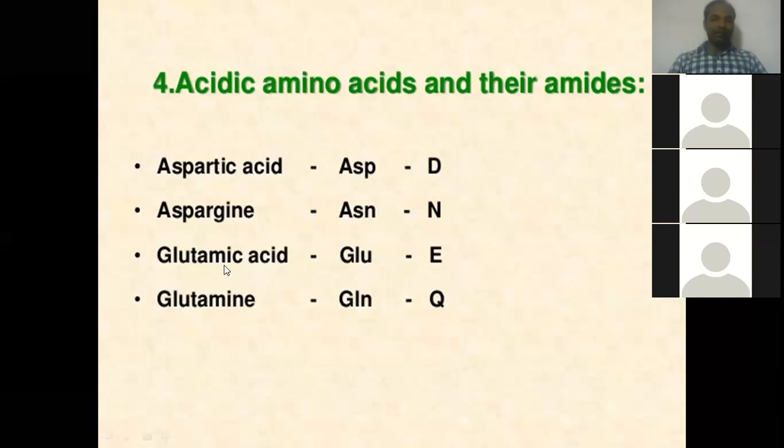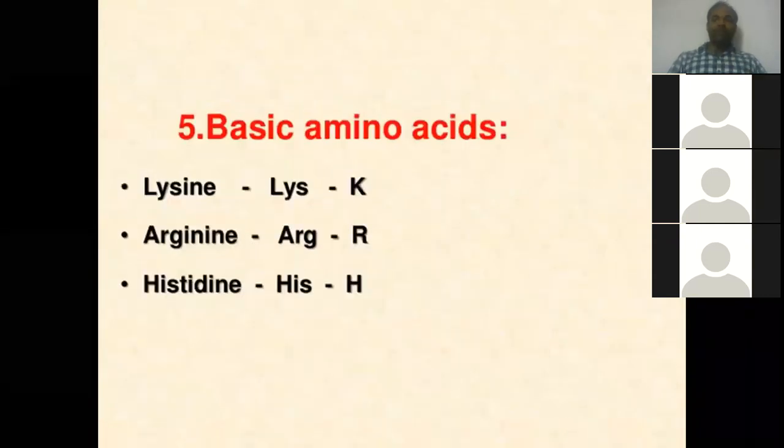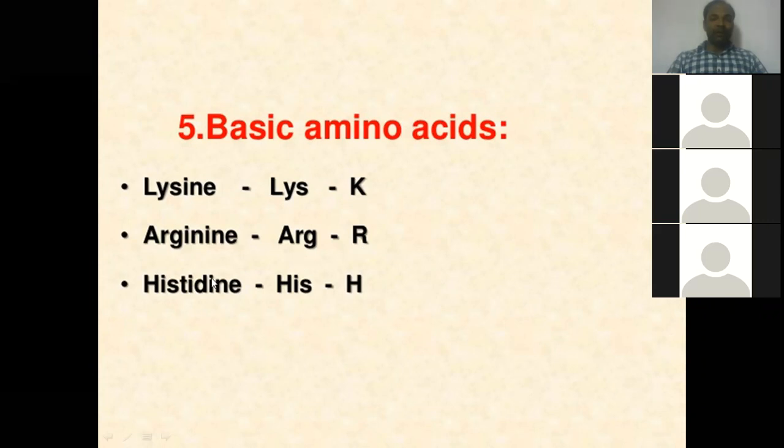And the third example, that is glutamic acid, which is indicated by capital E. And the last example, that is glutamine, which is indicated by capital Q. So these are the different symbols of amino acids. Fifth category, that is basic amino acids, which have 3 examples. Lysine, it is indicated by capital K. Arginine, it is indicated by capital R. And the last one, that is histidine, which is indicated by capital H.